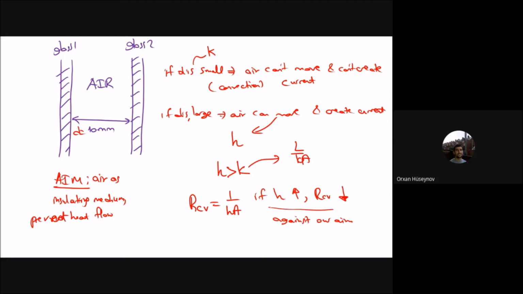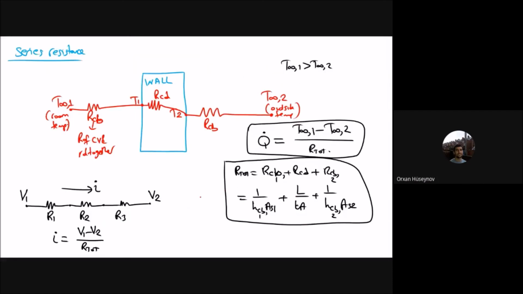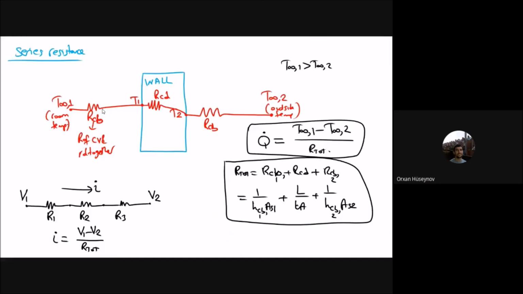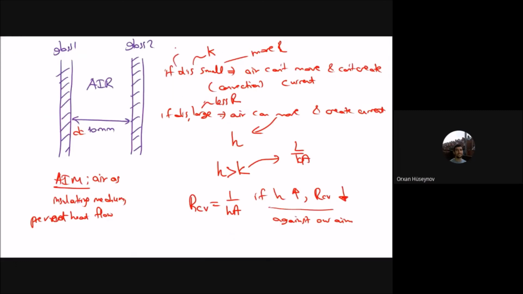So we should keep the space very small so that air can't move, and here you will have more resistance, more R, and here you will have less R. Therefore, for this purpose, the air can't move. That is the design purpose, and therefore it can't be convection. It will be conduction, because the distance is 10 millimeters and it is too small to create convection currents.